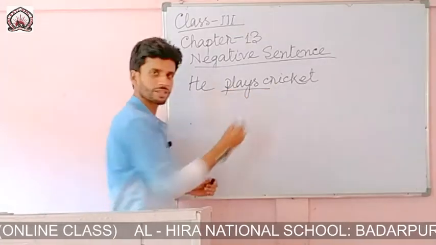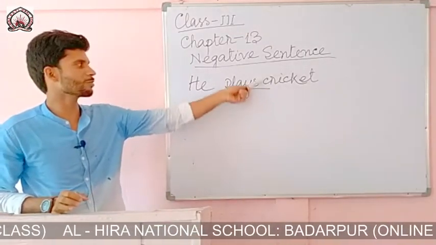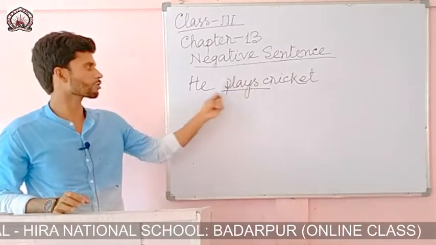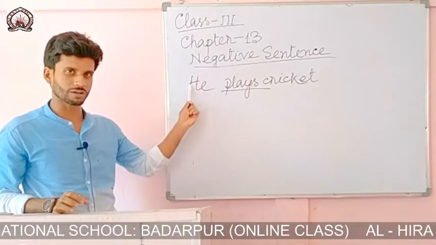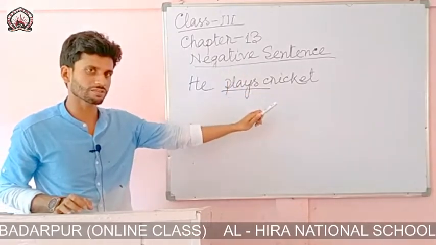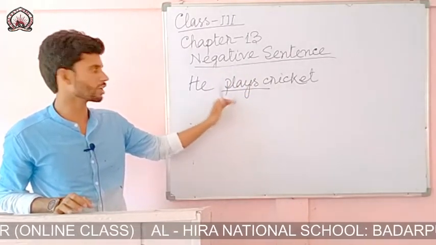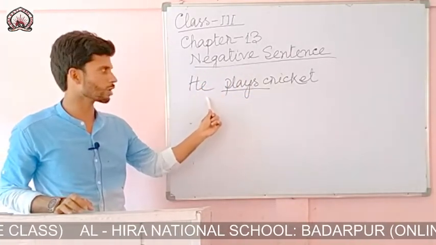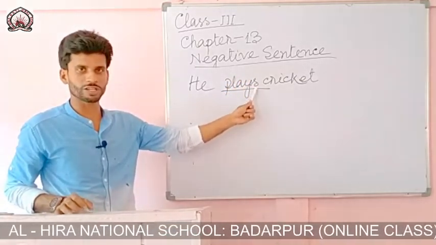The verb is in present tense. He plays cricket. S is there because the subject he is third person singular, and since the sentence is in simple present tense, it is a rule in simple present tense. Whenever the subject is third person singular, what to do? We have to add s or es to the verb.